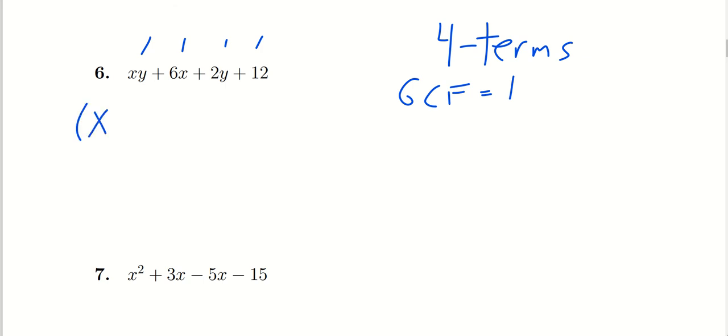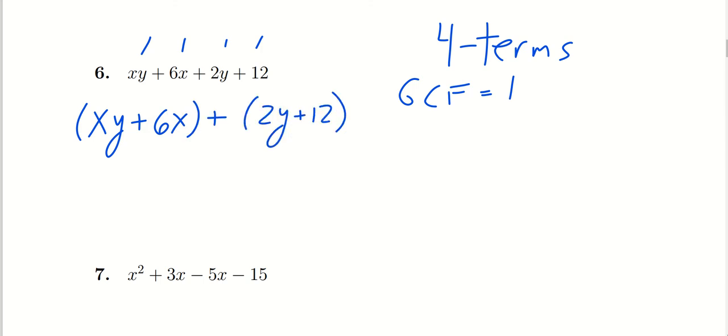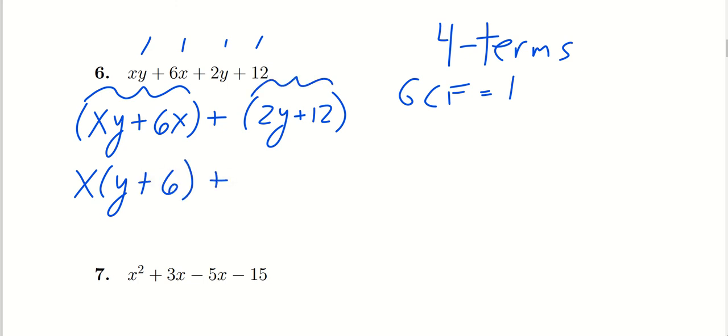To do that, what you should do is group the first 2 terms together, plus, and then I'm going to group the second 2 terms together. Then within each grouping, factor out the GCF from each grouping. In my first parenthesis, I see that both of these terms have a common factor of x. So I can pull it out, and I'm left with the y plus 6. Plus, if I look at my second grouping, they have a GCF of 2. So I can factor 2 out of both of those. That will again produce the quantity y plus 6.